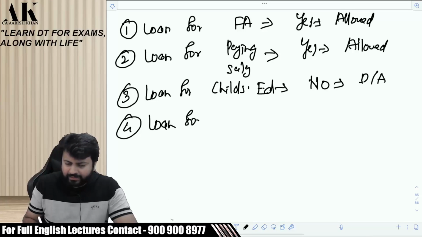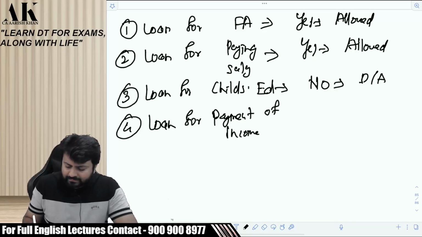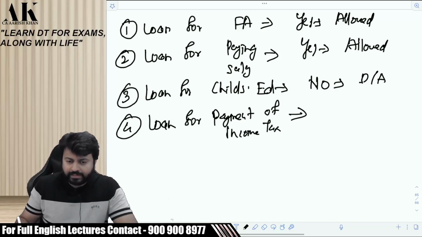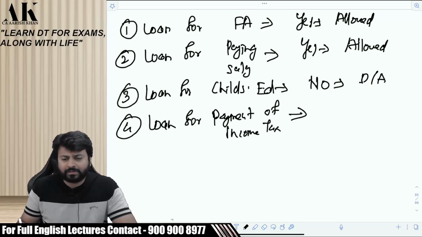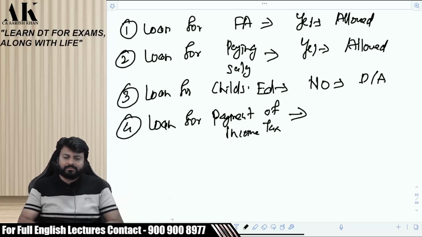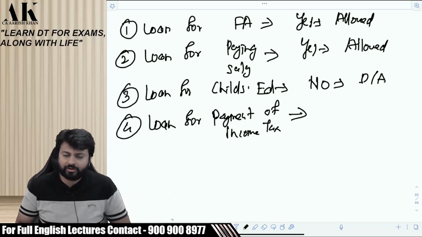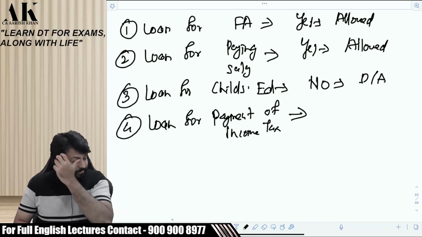Listen carefully. I would test your knowledge now. I'm taking a loan for payment of income tax. Can it be said that I am taking the loan for the purpose of business and profession? I will stop here and I will wait for your answer now. For the first three questions, I knew that you would say the correct answer.